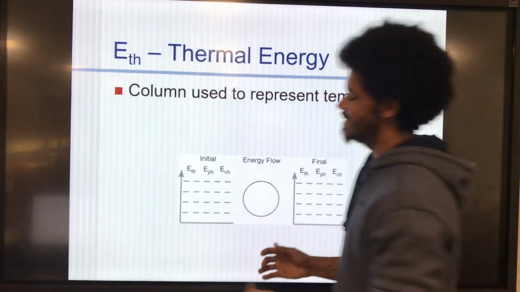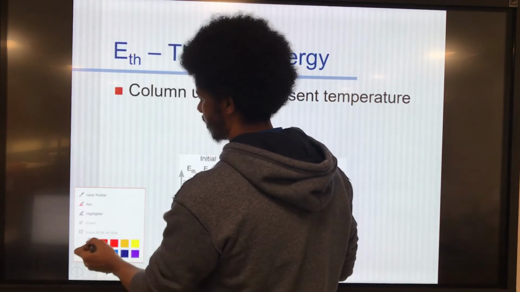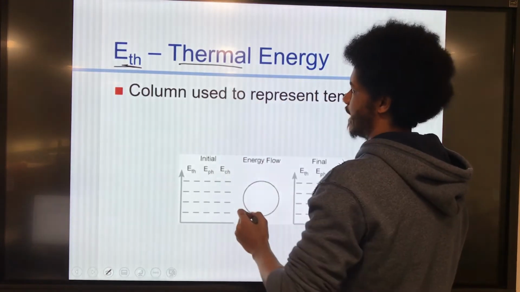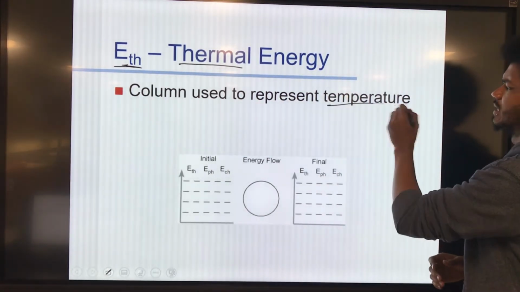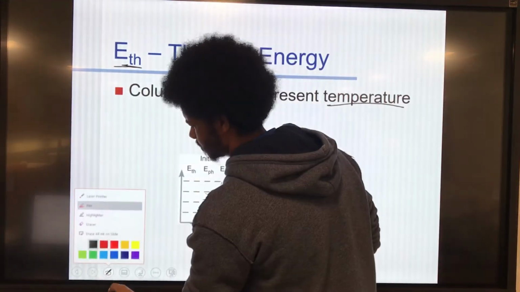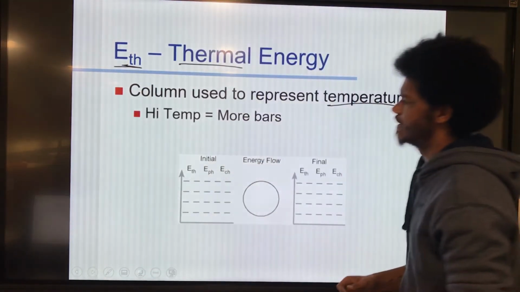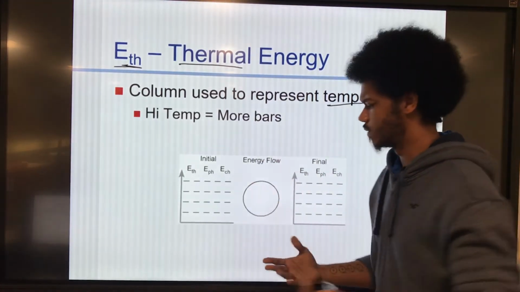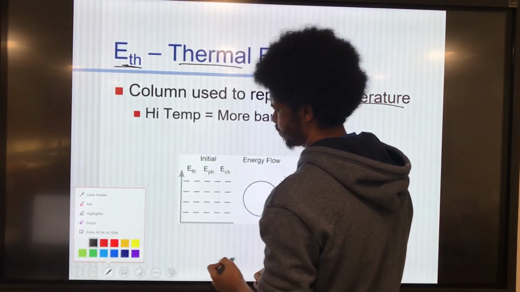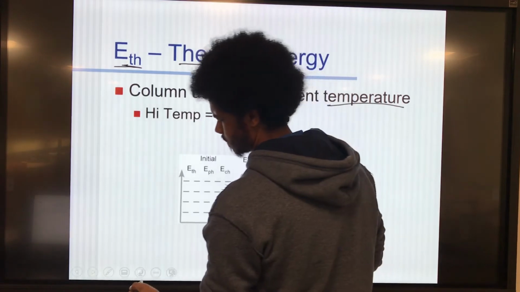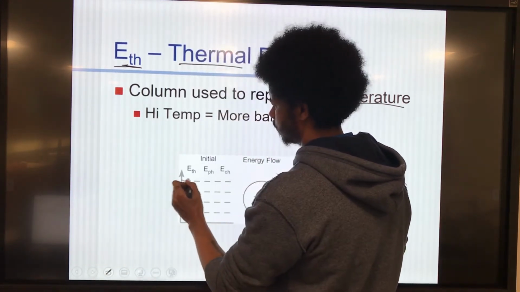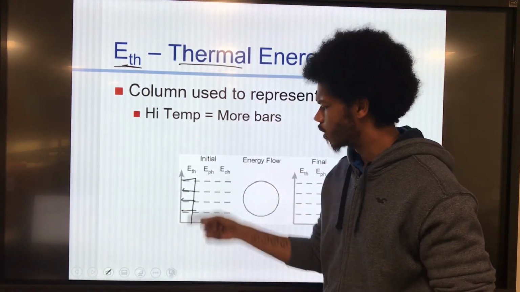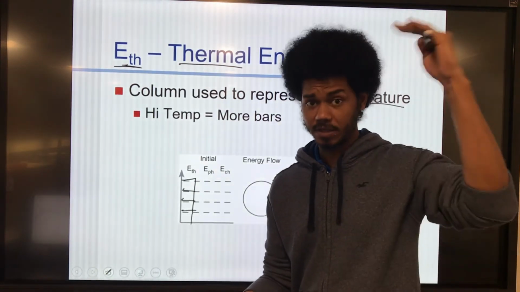We've got the ETH, and that stands for thermal energy, which is used to represent the temperature. We're just using this column to represent our temperature. If we have a high temperature, we're going to represent that with more of these bars. Maybe we'll fill out 4 of these, and so we have 4 bars of thermal energy. That'd be a very high temperature.